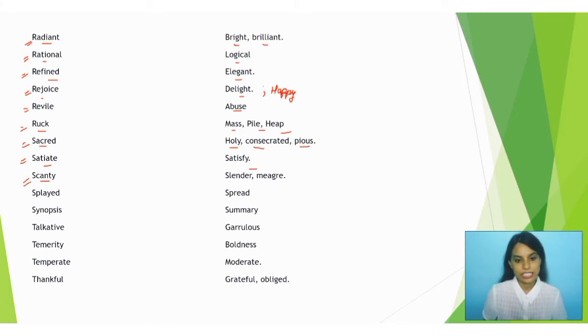Then we have scanty, means meager, very less. Splayed means to spread. Synopsis means summary. Talkative means garrulous, like very much chit-chatting. Then we have temerity. Temerity means boldness, openness. Temperate means moderate. Then we have thankful means grateful or obliged.